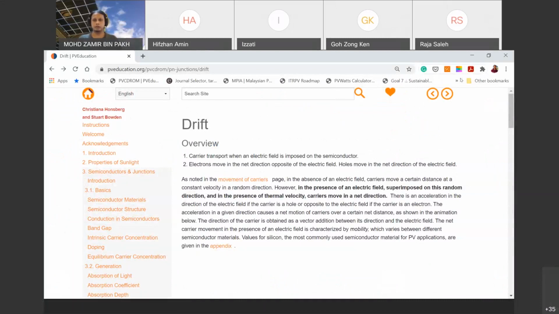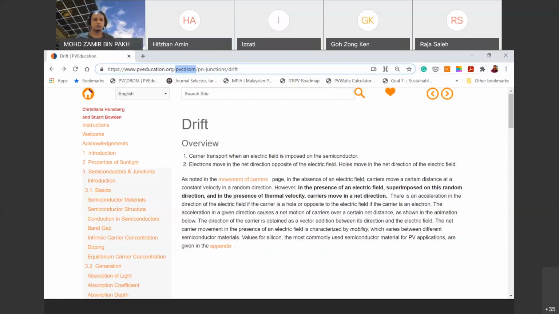Okay, good. You can always refer to this later on. You can search PV CD-ROM, and you can just go search PV CD-ROM here. You Google search PV CD-ROM, and it will bring up this website. So it's a very good website for your reference. It's meant for solar cell, semiconductor physics, device physics, cell fabrication, and everything.